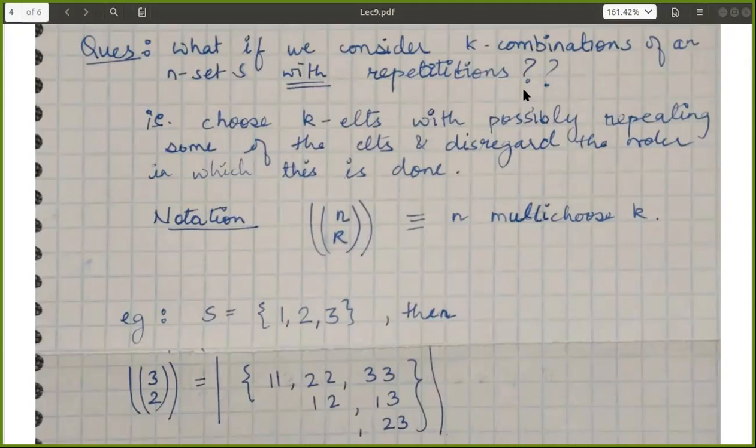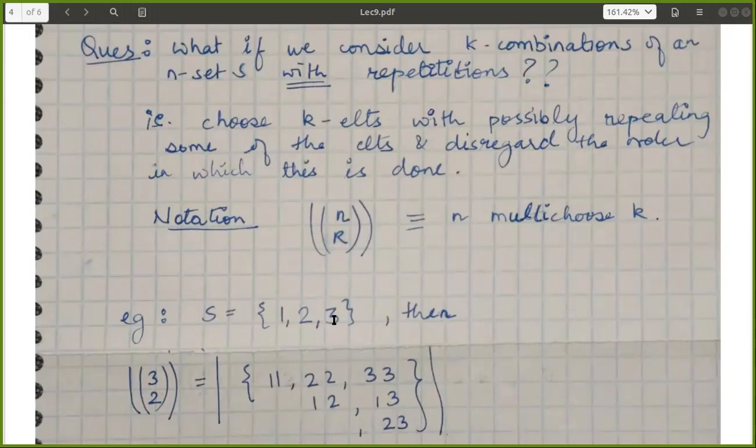1, 1, 1. 1, 1, 2. Right. 1, 1, 3. Right. 1, 2, 1, 2, 2. Mm-hmm. 3, 2, 2, 2. Hmm. Maybe right here. Let me start.